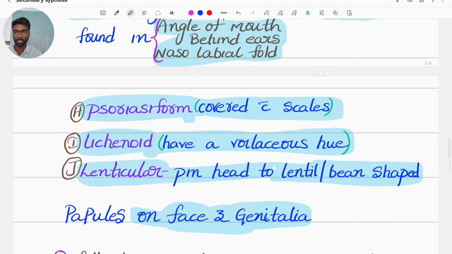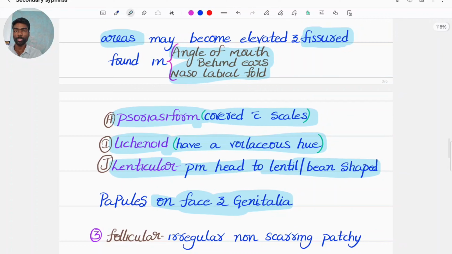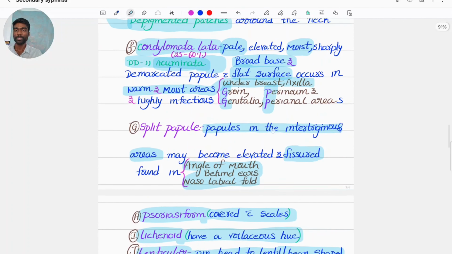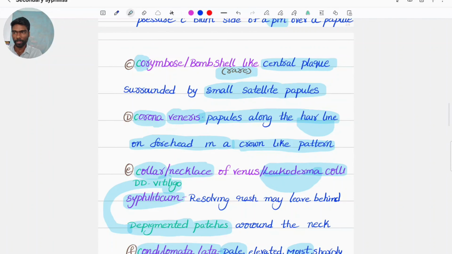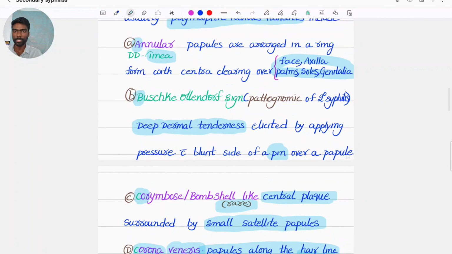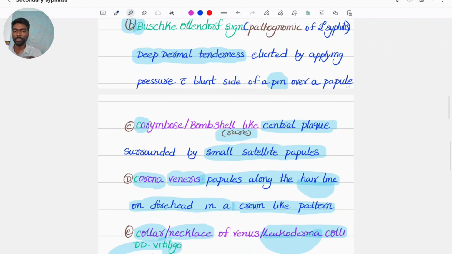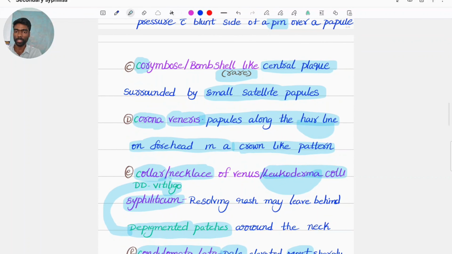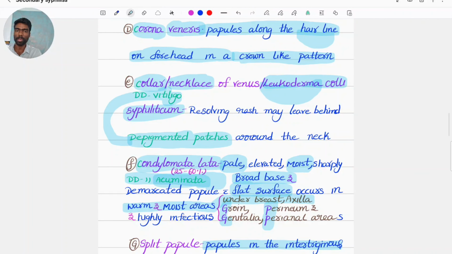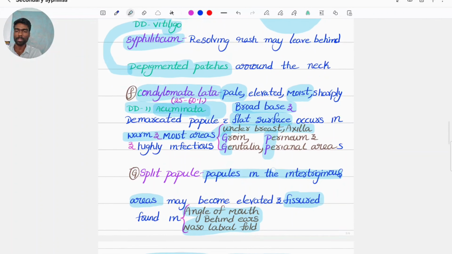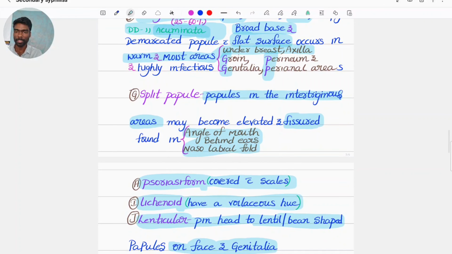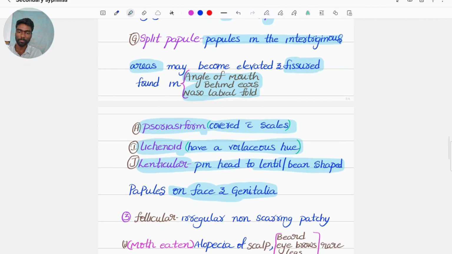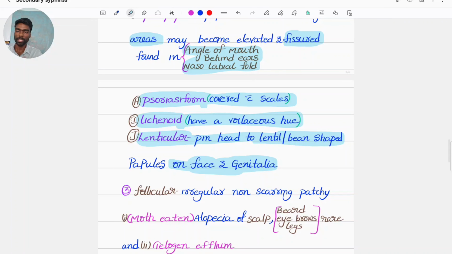We'll summarize all the papular syphilides we have learnt. A for annular syphilide, B for Buschke-Ollendorff sign, C for corymbose, corona veneris, collar of Venus, condyloma acuminata. Split papule, psoriasiform, L for lichenoid and lenticular. All these are variants of papular syphilide.